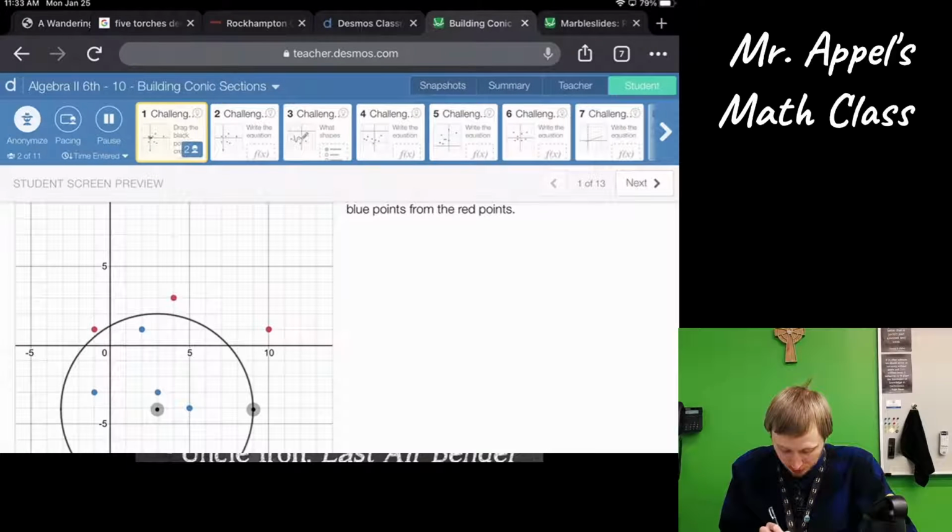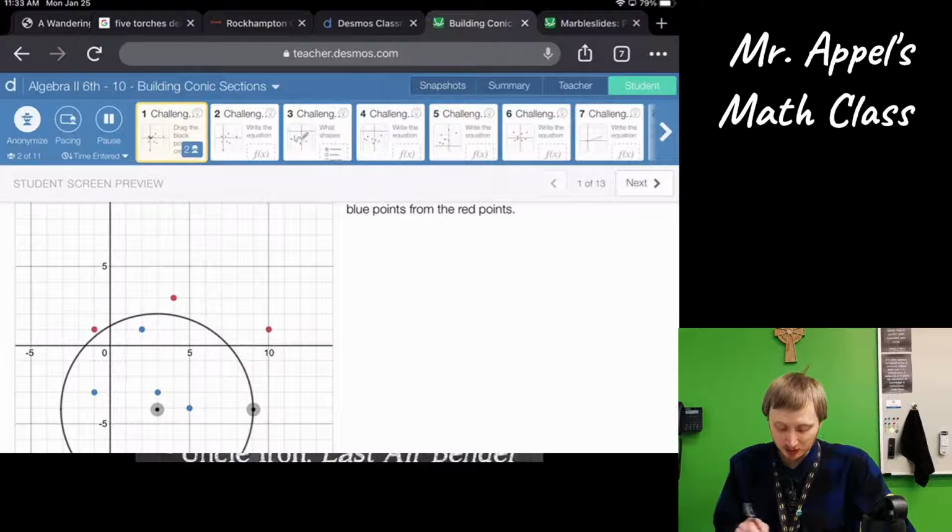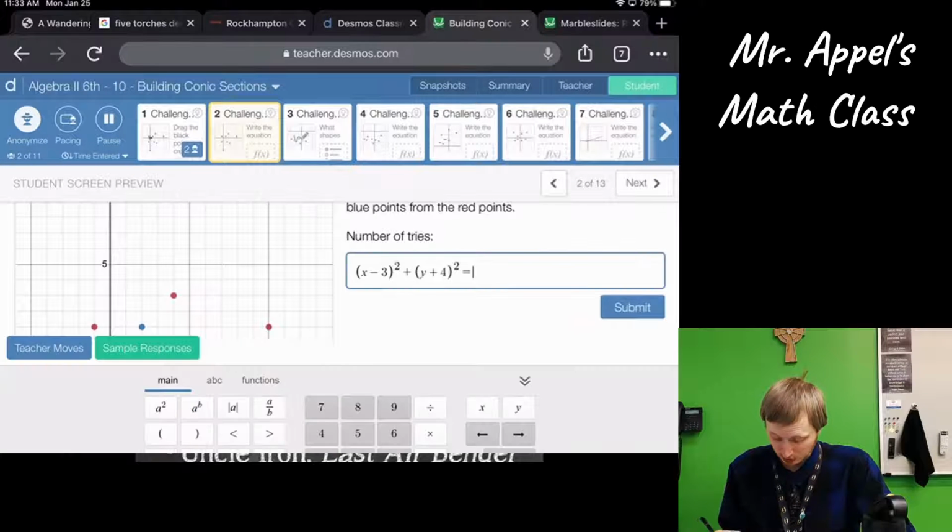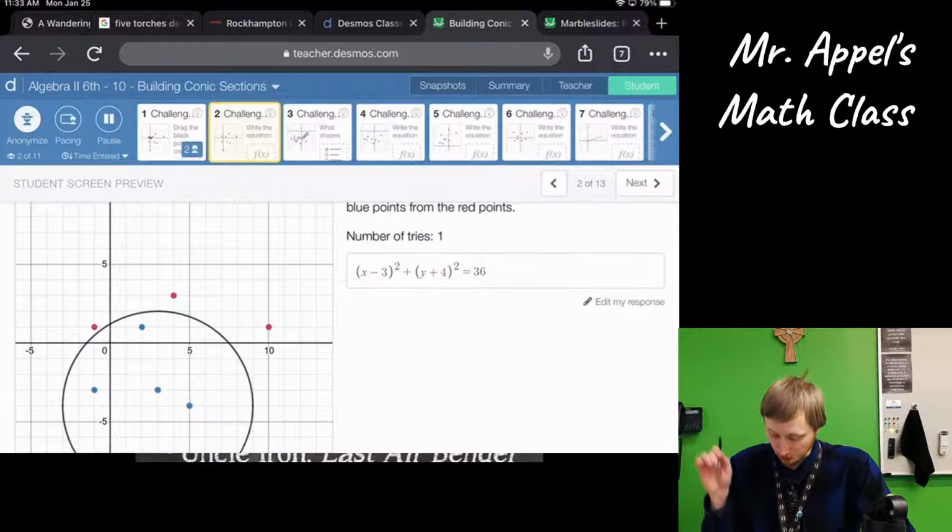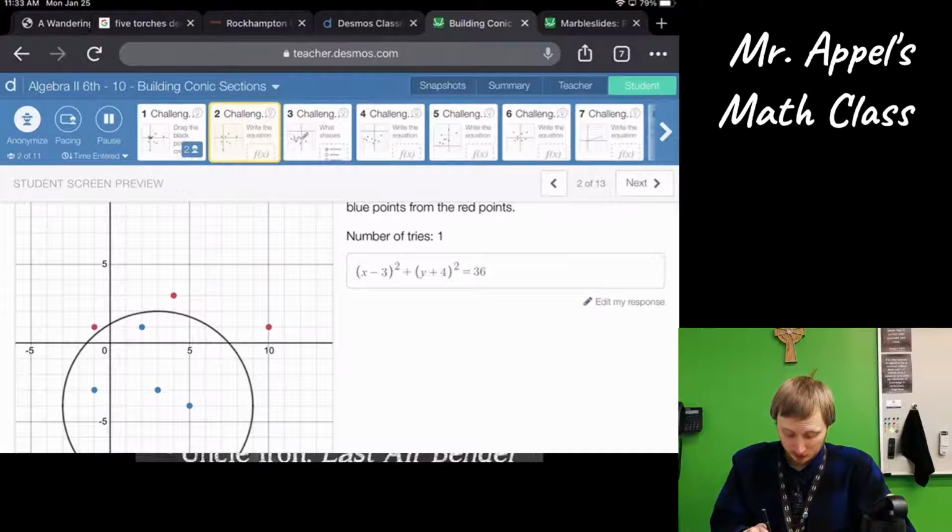So let's check back here. Just count from my center out. 1, 2, 3, 4, 5, 6. Looks like 6. So 6 squared is 36. Let's try it. Boom. That looks pretty good. Is that the same circle? Ooh, it is. That's what I was aiming for. Pretty nice.